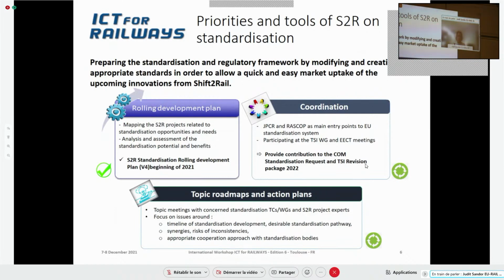And for this, of course, there are some important forums to mention: RASCOP and JPCR at the standardization level, and at the regulatory level, the TSI working group meetings, or when we are talking about the ERTMS, the EEIG meetings. So now, the latest achievements with regard to Shift2Rail contributing to standardization were the preparation of the Commission standardization request, and also identifying possible inputs to the TSI revision package 2022.